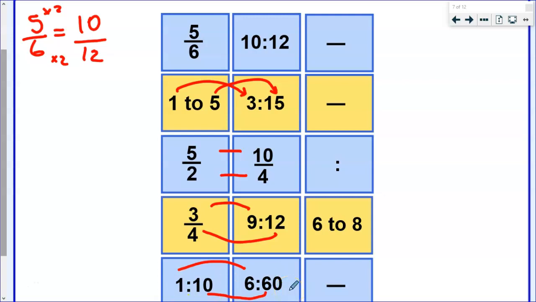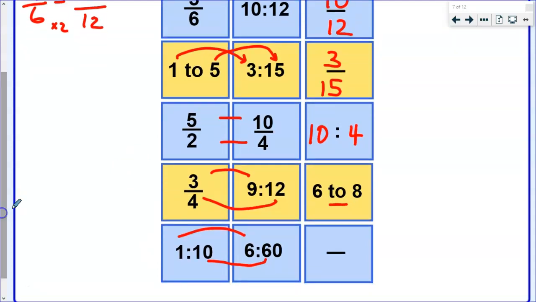Okay, so if we're going to write this ratio as a fraction, it would be 10 over 12. Here we're going to write that ratio as a fraction, 3 over 15. This one as a ratio, 10 to 4. 6 to 8 was done for you, and they wrote it with words, as you can tell here. So there's all these different ways. And this one is a fraction. Let's do the reduced one, 1 to 10. If we would have put 6 to 60, it would have also been equivalent. Usually we're wanting to get it into reduced terms.